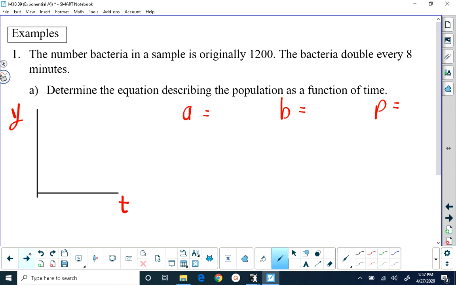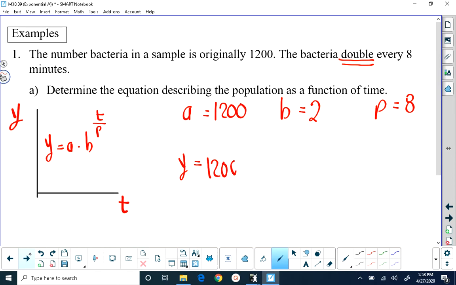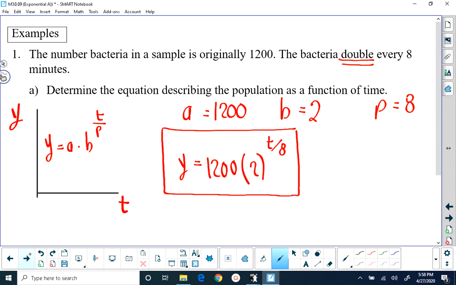So what is A equal to? Well, A is the initial population of bacteria, which would be 1,200. B is the factor by which the bacteria is changing. Well, if you're told that something doubles, that means it's being multiplied by 2. And it happens every 8 minutes. And all we are going to do is load those three parameters into the equation y equals a multiplied by b raised to the t over p. So we are going to get y equals 1200, that's my a value, multiplied by 2 raised to the t over 8. B is 2 and p is 8. That is the answer to question A. And that is what we are going to use to answer questions B and C.